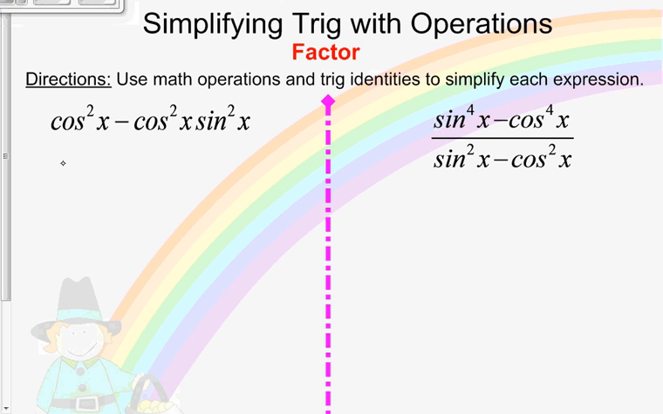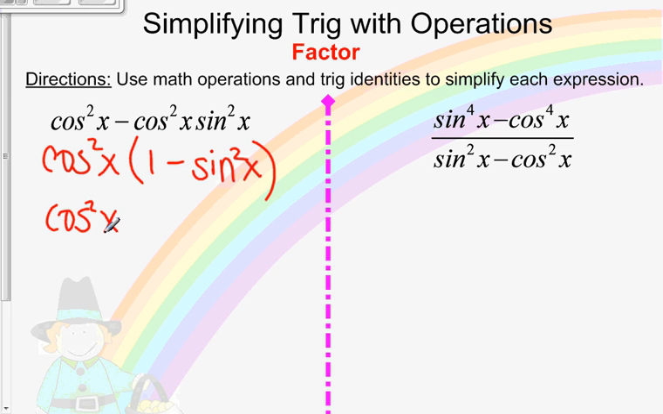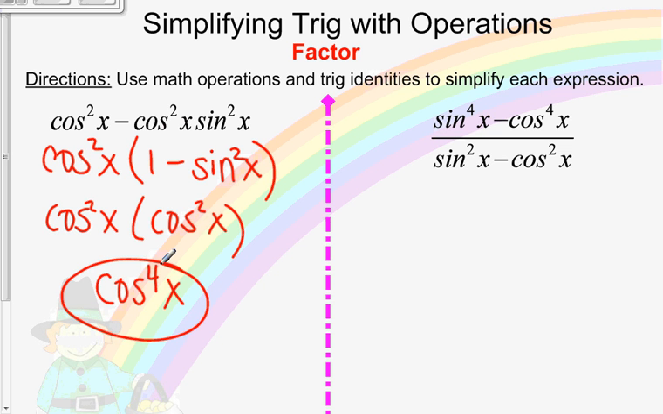So we're going to take out cosine squared. So cosine squared of x, and we're left with 1 minus sine squared x. Remember, I just divided both terms by cosine squared. Now on the right, 1 minus sine squared is indeed a Pythagorean identity. So cosine squared x times cosine squared x. So when we're multiplying powers, we just add them. So this is really just cosine to the power of 4 x. Okay, so that one wasn't too bad.